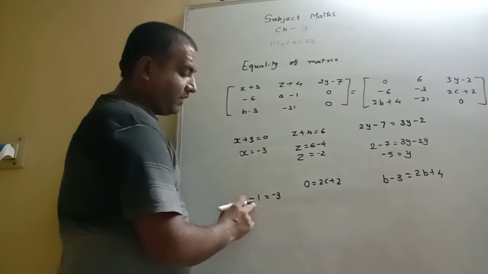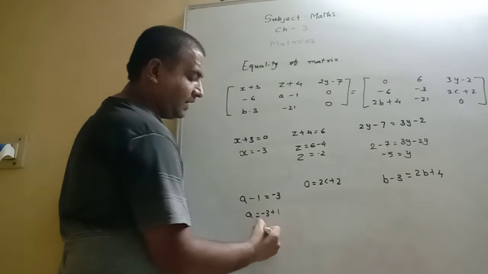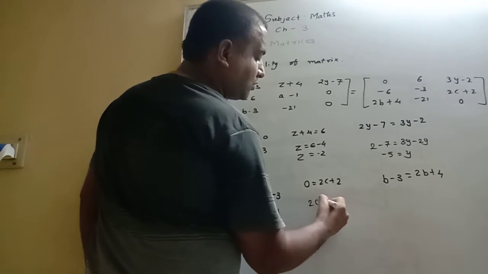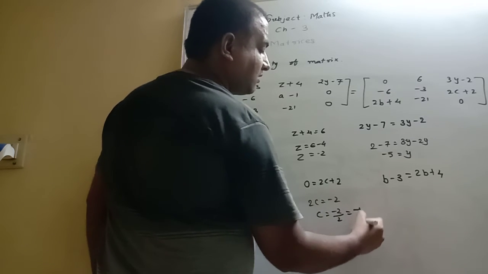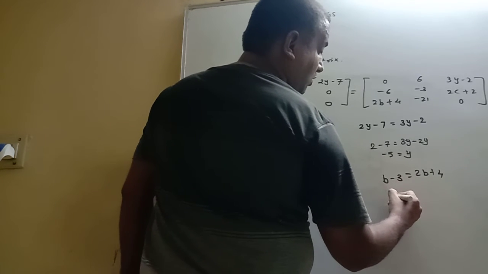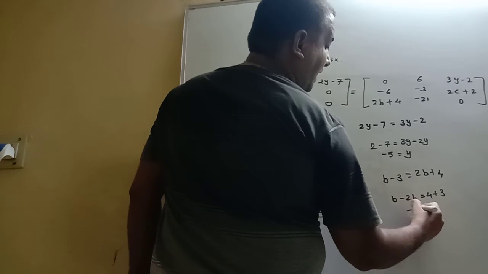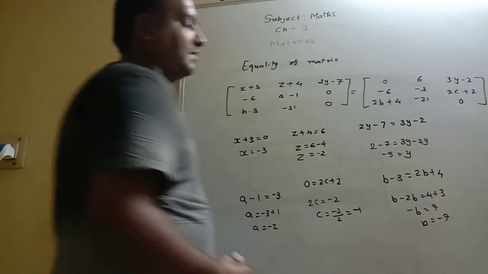Here minus 1 we take to the other side, then minus 3 plus 1 will be minus 2. Here 2 we take to the other side, and 2c equals minus 2. So c equals minus 2 by 2, which is minus 1. And if we shift b and the number both, b minus 2b equals 4 plus 3. So minus b equals 7. So b is equal to minus 7.